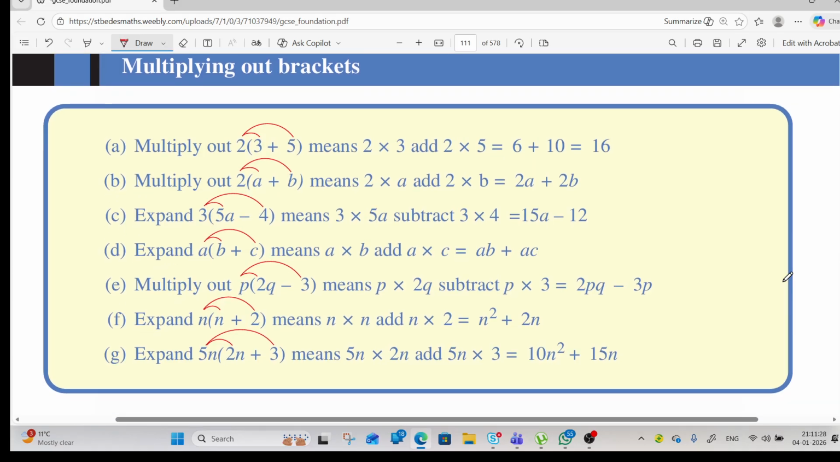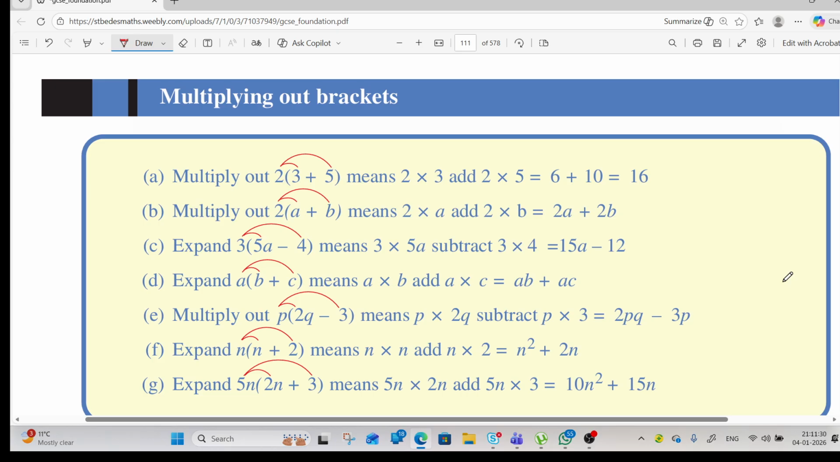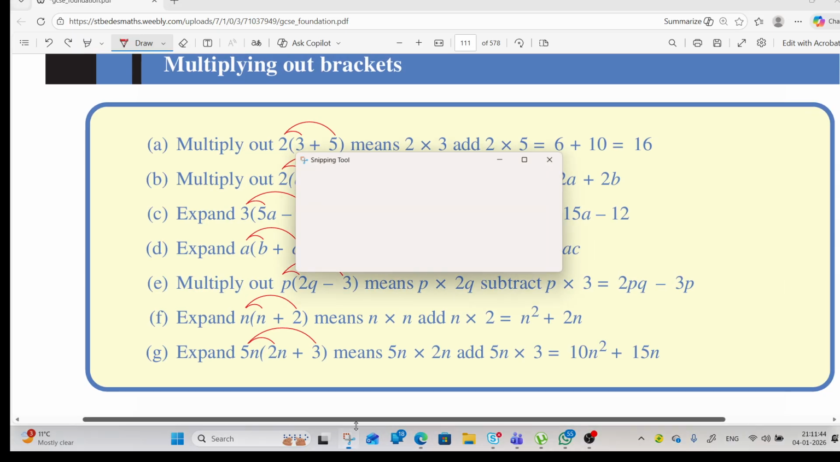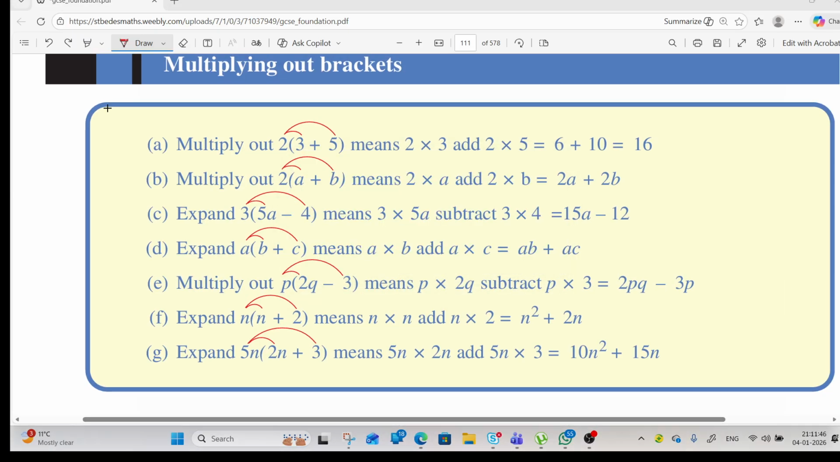Now let's see how we open or multiply out brackets. For example, if we have this, 2 and 3 plus 5. To solve it, let me just use my whiteboard.